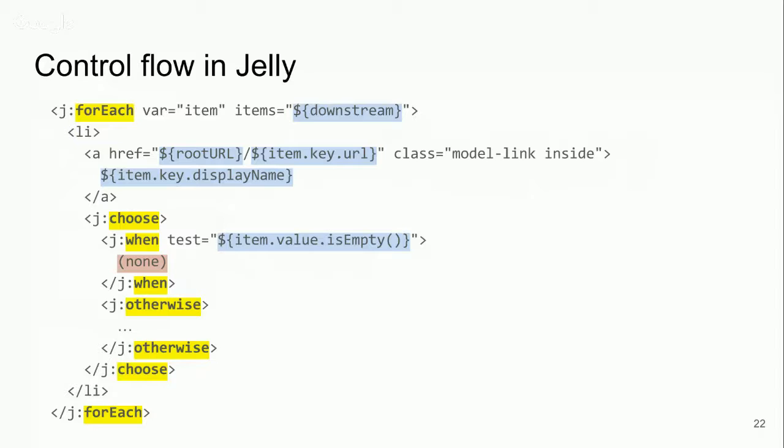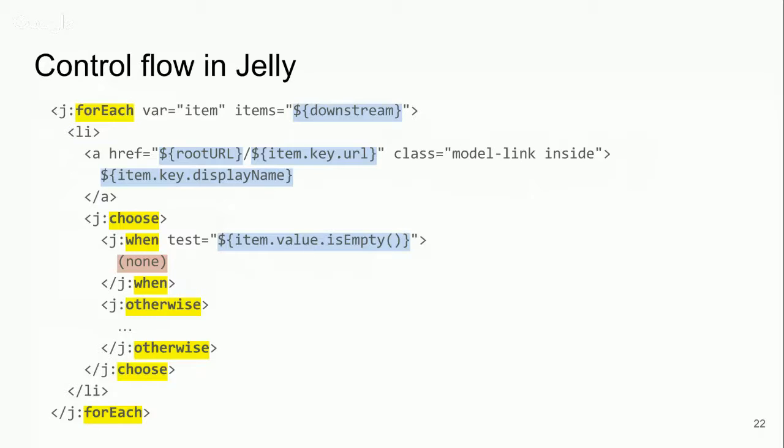So for example, the outermost element is a for each loop. And inside that, we have the equivalent to a switch case statement in Java. It's choose, when, and otherwise. This is what you need to do if you have something like if else. While there is an if tag, it does not support an else block. So that's why we have a switch case with one case and a default block here, so to speak.